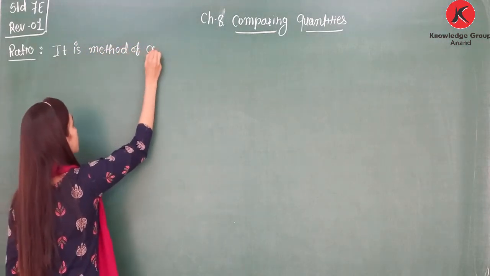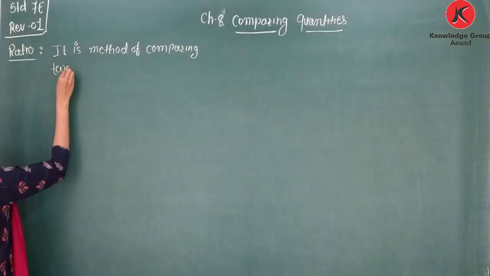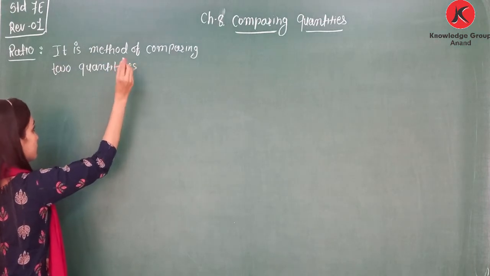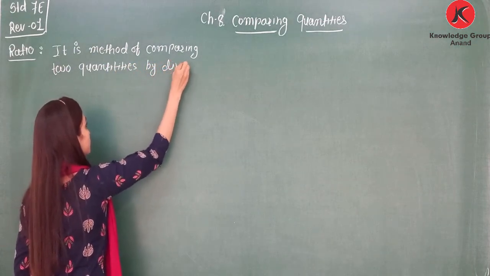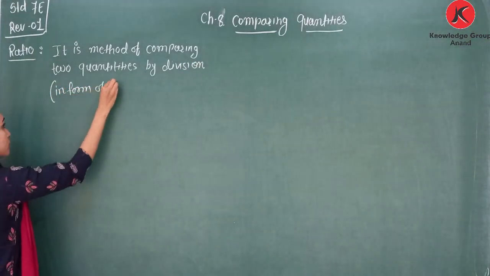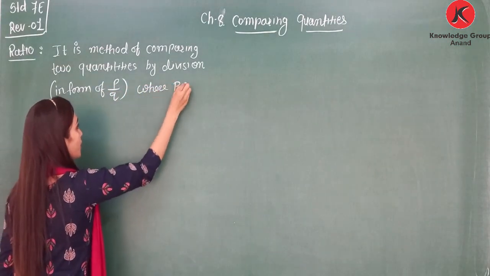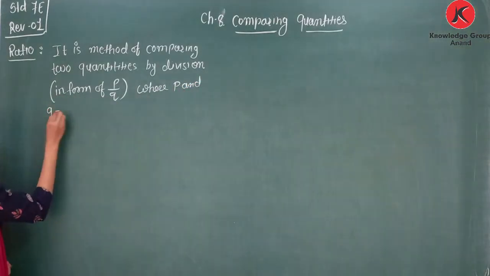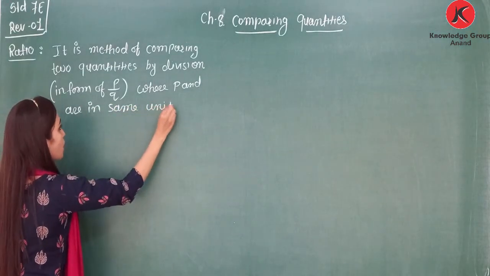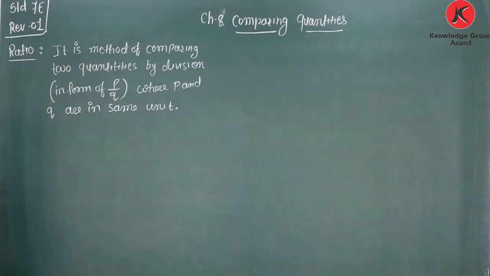So it is a method of comparing two quantities by division, or you can say in the form of P by Q, where P and Q are in the same unit. When units are the same, then we can find the ratio of that by division.